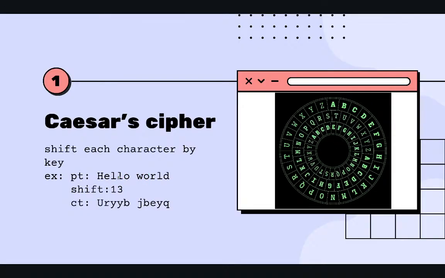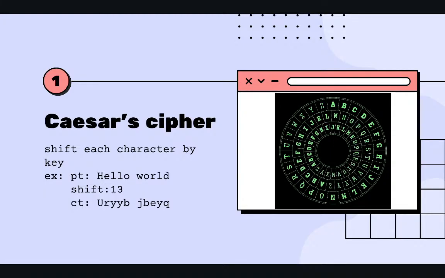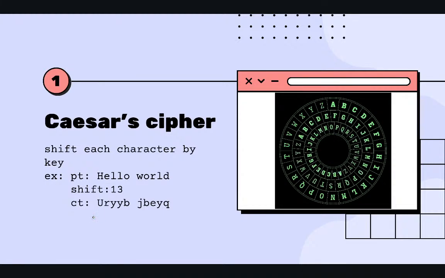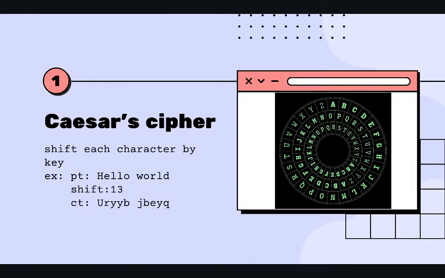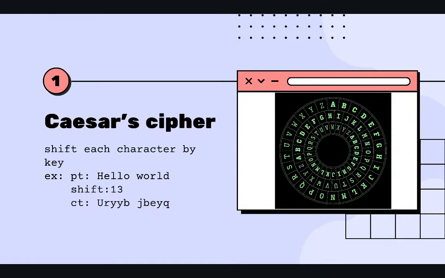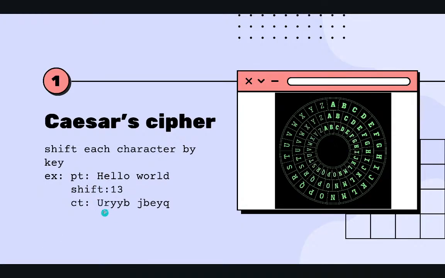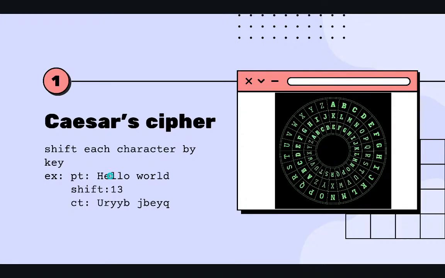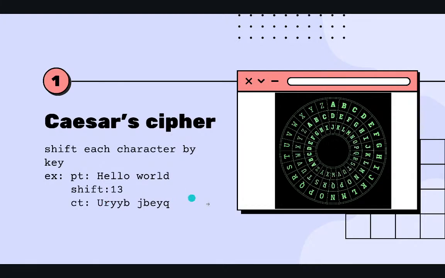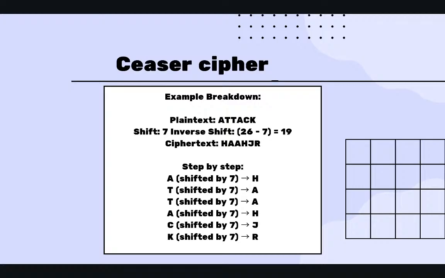When I say apply a shift, I mean, for example, we are applying a shift of 2 to A. A shifted by 1 would be B, and B shifted by 1 would be C. So a shift of 2 on A is C. Clear? Alright. So if we apply a shift of 13 to H, you'll get U. Similarly, you apply the same shift to each and every character in the plain text to get the final ciphertext string.